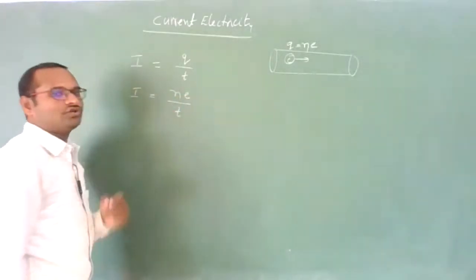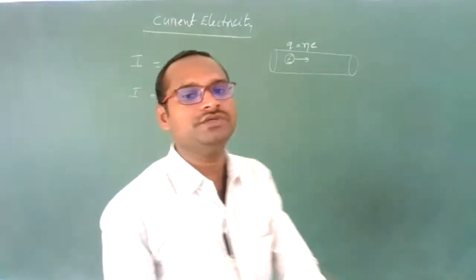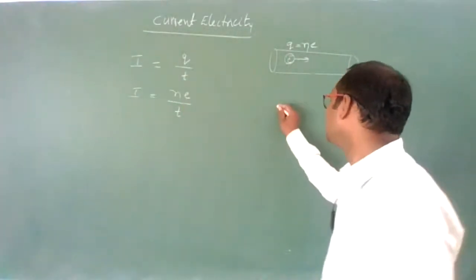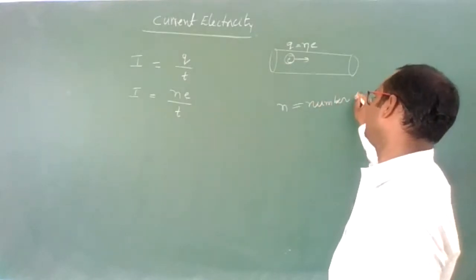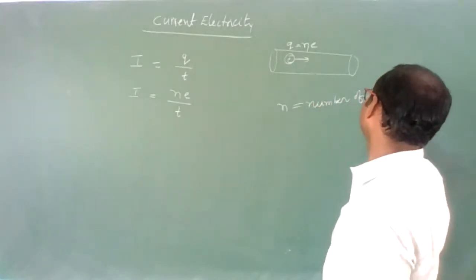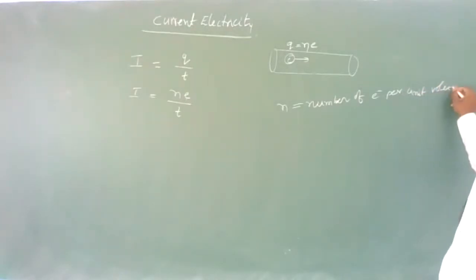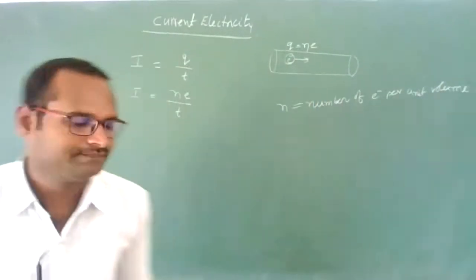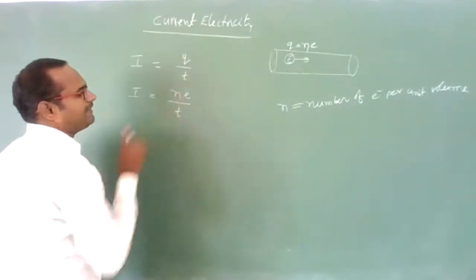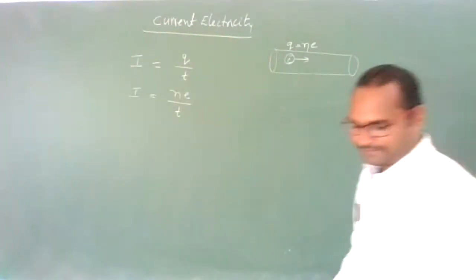e is the charge of each electron. Small n is the number of electrons per unit volume. This we call current. So Ne by t gives you the current flowing through a wire.